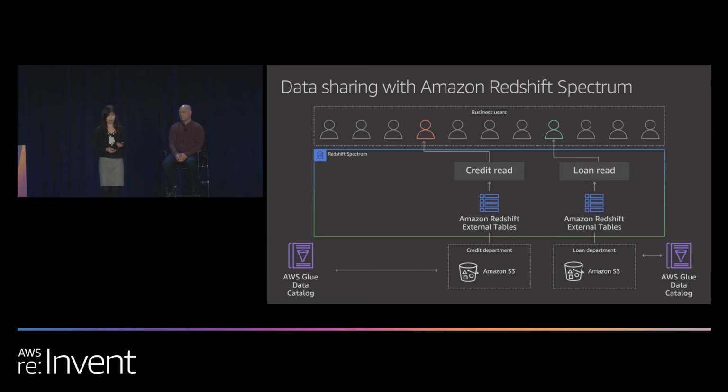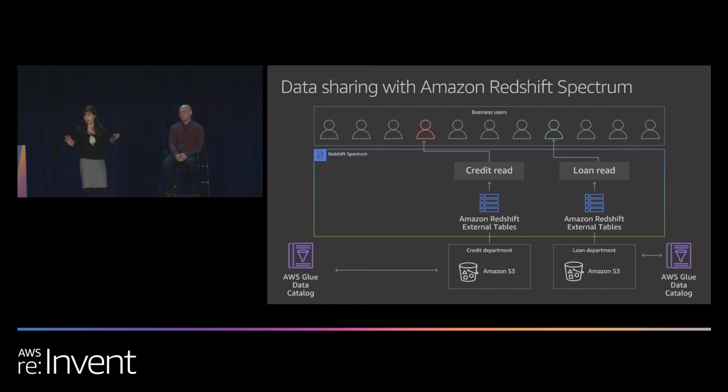So what we did is enable the users to access the data in S3 via Redshift external tables. In Redshift Spectrum, we created a schema and a read-only role and granted this role to the users. Now the users in the credit department have access to their own data via Spectrum, via external tables. Similarly, we have a similar setup for the people in the loan department.